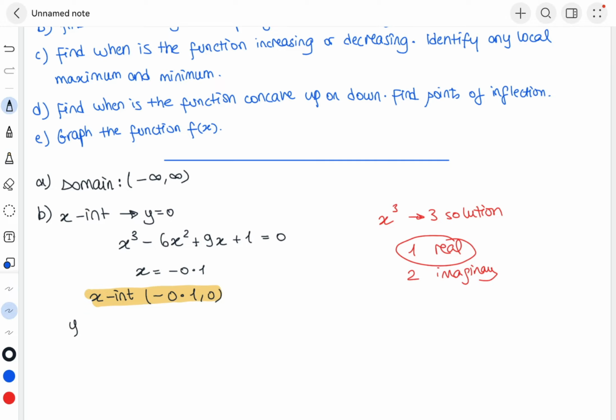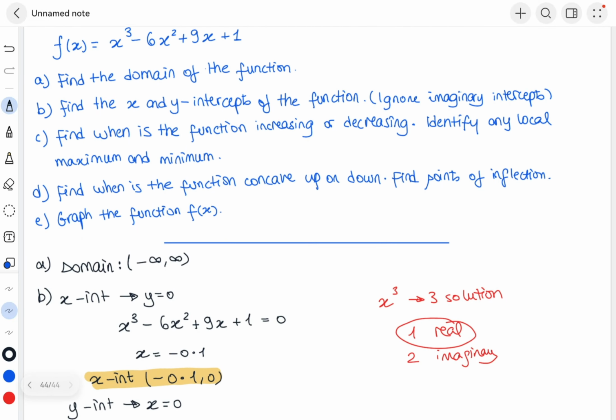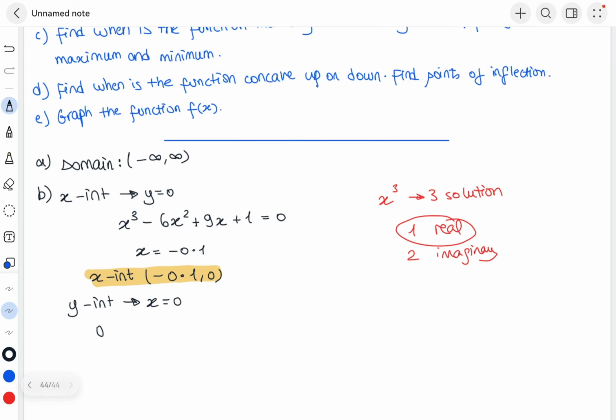Now we need to find the y-intercept, which means we replace x by 0. And our function is x cubed minus 6x squared plus 9x plus 1. So we'll have 0 cubed minus 6 into 0 squared plus 9 into 0 plus 1, which will be equal to 1. And then our y-intercept will be x is 0, and y is 1.